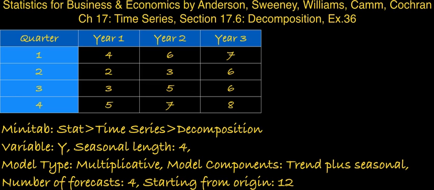The model type is multiplicative. For model components, we're going to select trend plus seasonal, and then we're going to do 4 forecasts starting 12 periods from the origin. So that will be forecasts for the 4 quarters in year 4.